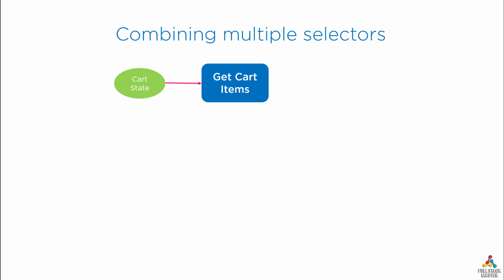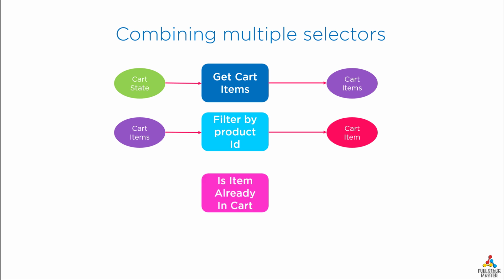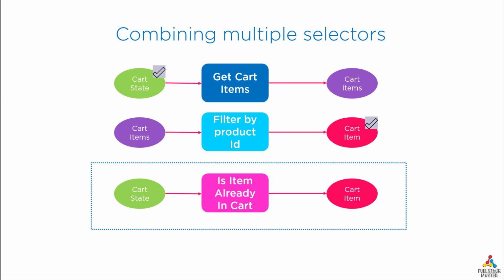Let's review our architecture. Did you know 90% of interview questions ask how to combine multiple selectors? We have one selector, get cart items, that takes the cart state and returns all of the cart items. Next, we need a filter function that takes all the cart items and returns whether the desired cart item is present or not. Finally, we want to build the composed selector that takes the cart state and returns whether the desired cart item is present or not. Can you guess how we create this composed selector?